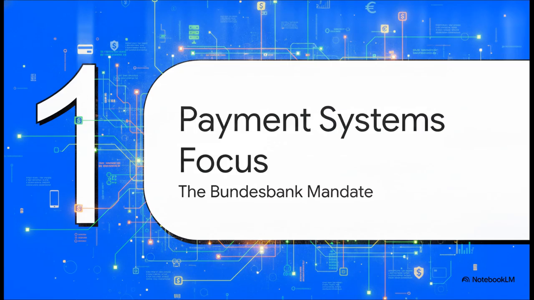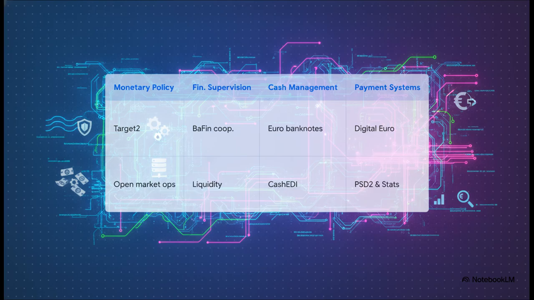First up, let's quickly contextualize exactly where payment systems fit within the Bundesbank's overarching mandate before we get into the compliance weeds. So the Bundesbank basically operates on a few core pillars. Now, monetary policy, financial supervision, and cash management, those are the ones that usually grab the headlines, right? But the payment systems division, that's the vital nervous system for financial data collection. This division doesn't just manage infrastructure like the SEPA or look into the digital euro. It is fundamentally responsible for gathering the incredibly detailed payment statistics that actually inform both national and European economic policy.